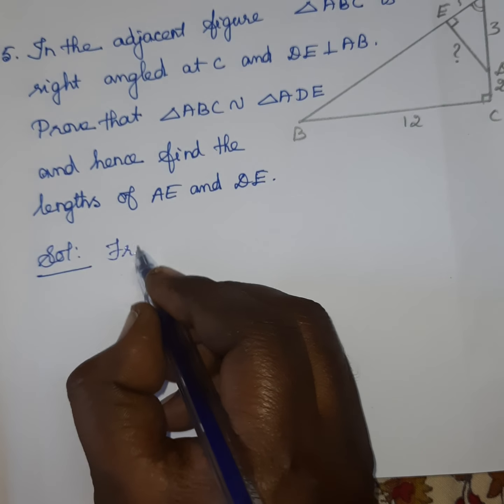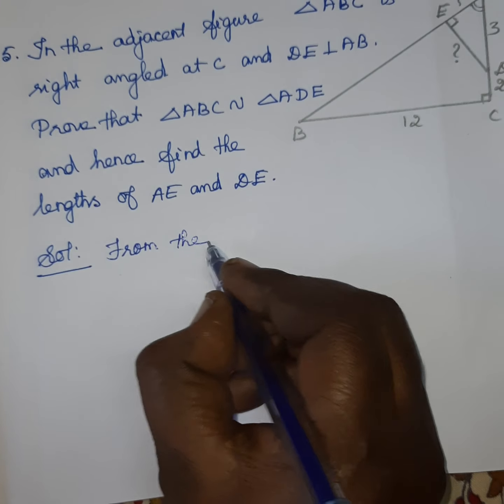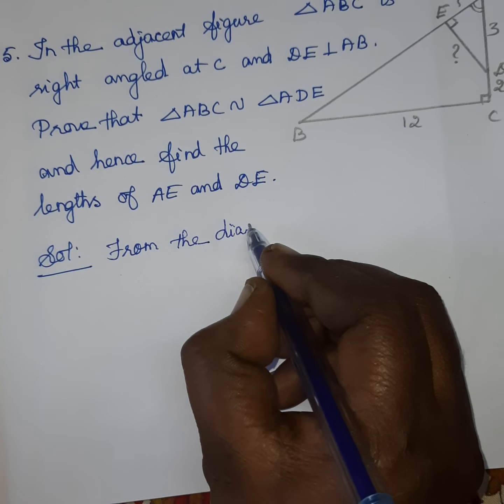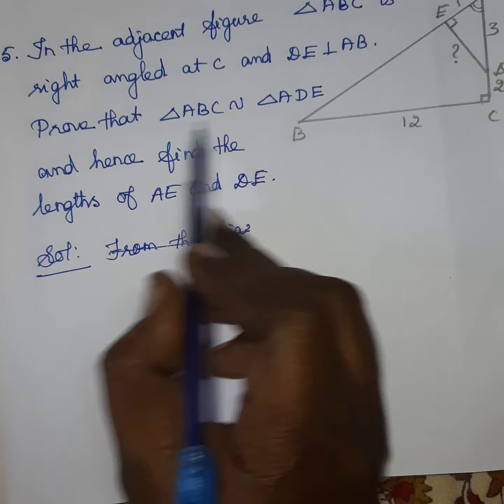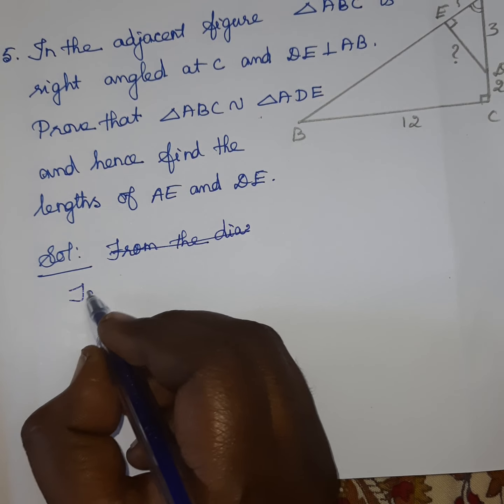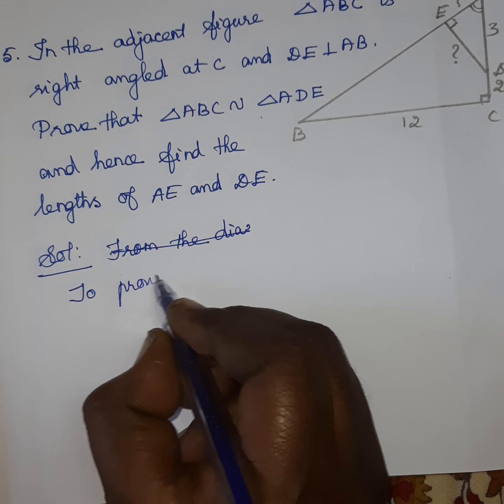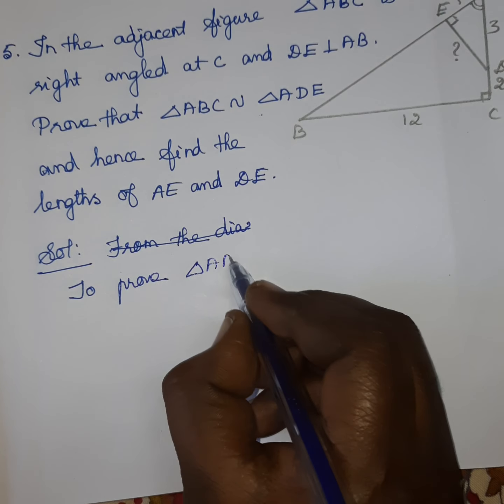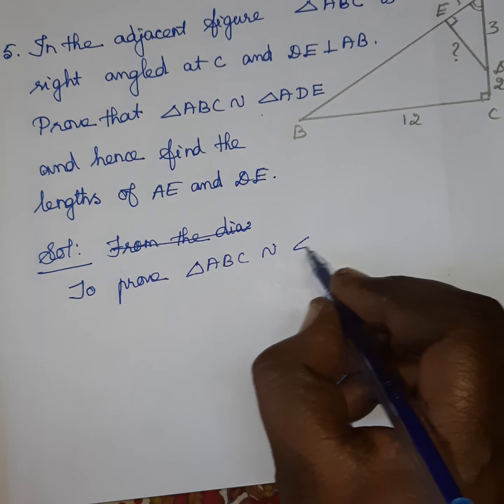From the diagram, before that what we have to do, first we are going to prove this. So write that line first: to prove triangle ABC similar to triangle ADE.